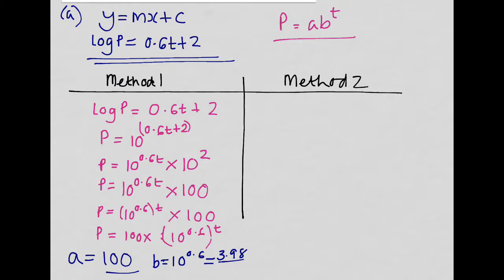So what I've done is I've compared this and said, well, A times B to the t, well, that's A times B to the power t. So A times B to the power t, so that's B and that's A.